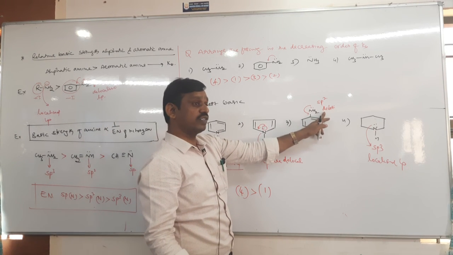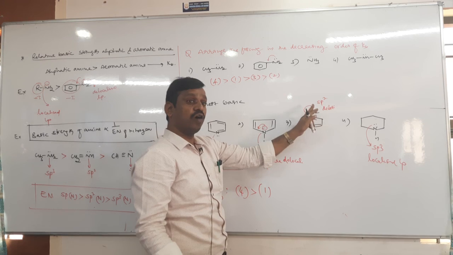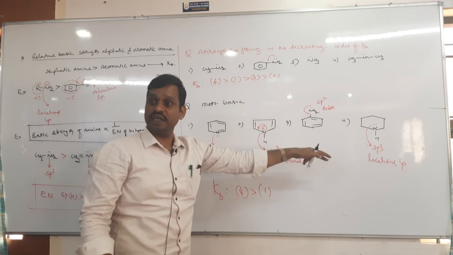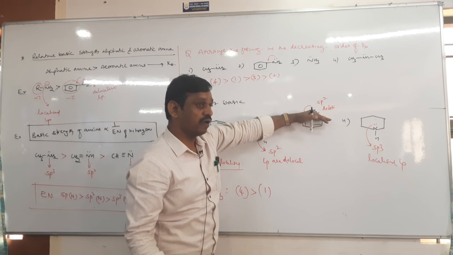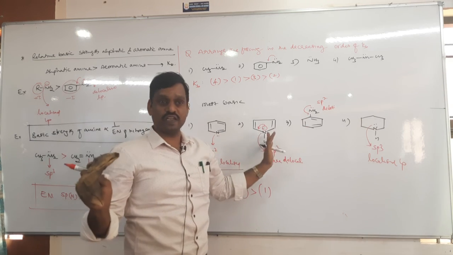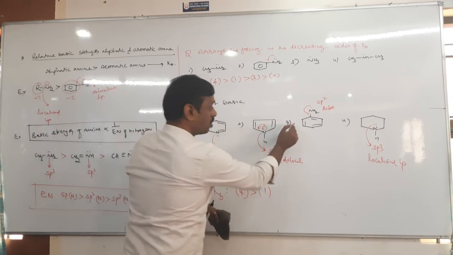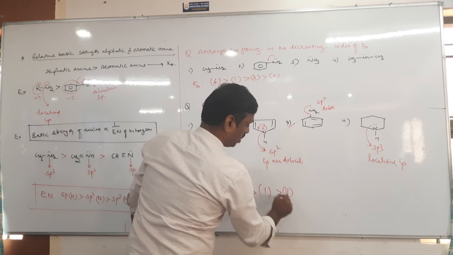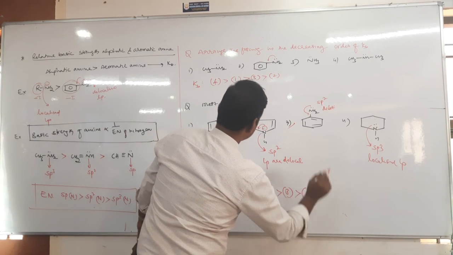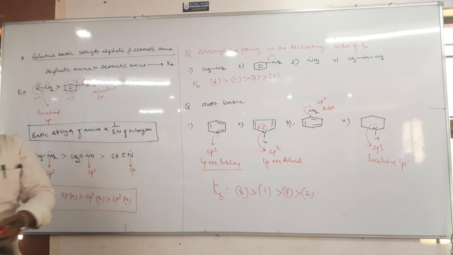Here also delocalized, but these lone pairs are not involved in aromaticity. Aromaticity is already there, but because of conjugation they are involved. That's it. So which is more basic? The third one is more basic. Then second. Okay, go for lunch.